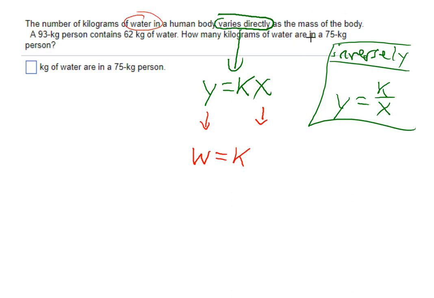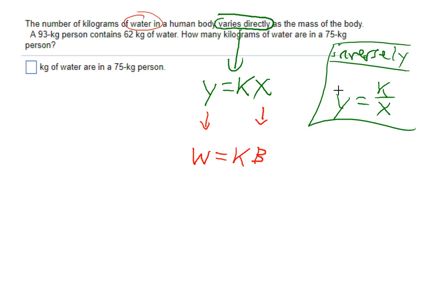And x should represent the mass of the body of the person. So maybe we could use b for body, p for person, m for mass, whatever you might find useful to help you remember what this is representing. So I'm going to use b. All right, and so this is my formula. K is the constant of variation, and you should just continue to call that k.